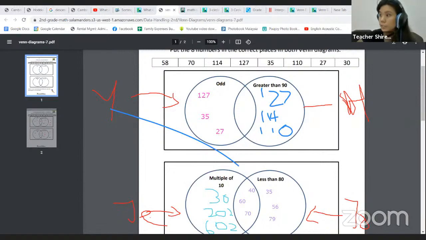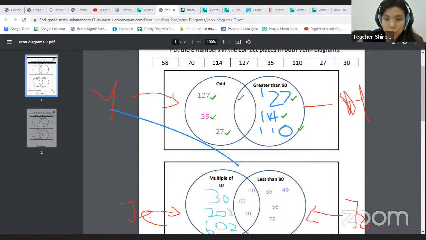Okay, shall we discuss? Okay, so we have odd numbers here. This is odd, this is odd, this is odd. This is greater, greater, greater. Very good. So you have odd and greater in the middle.